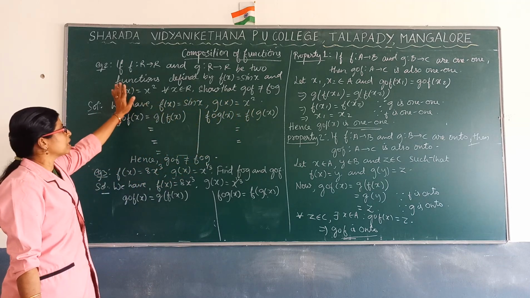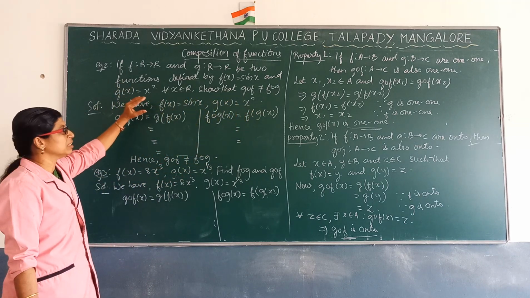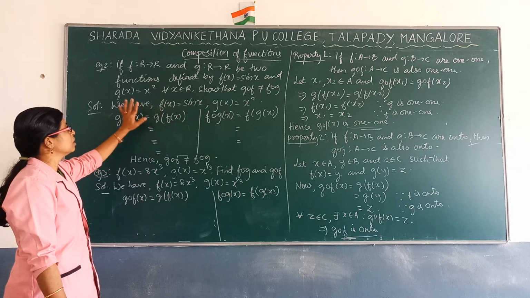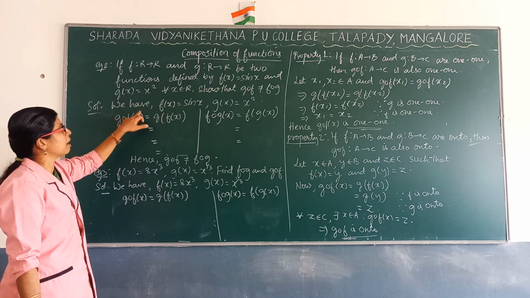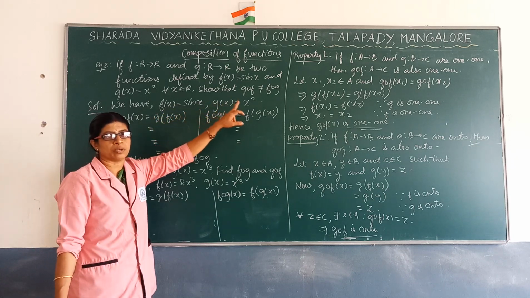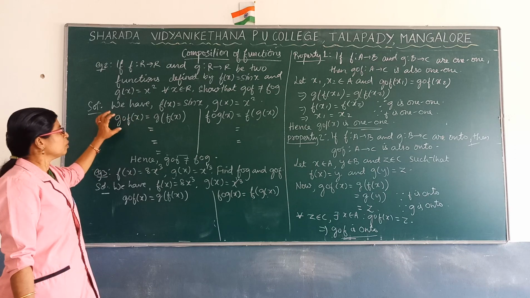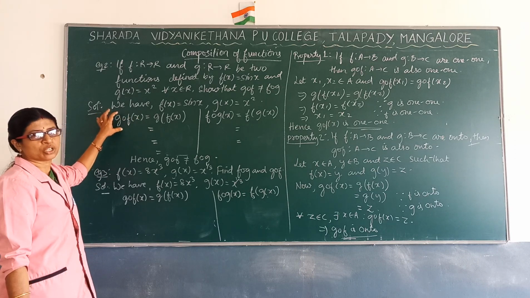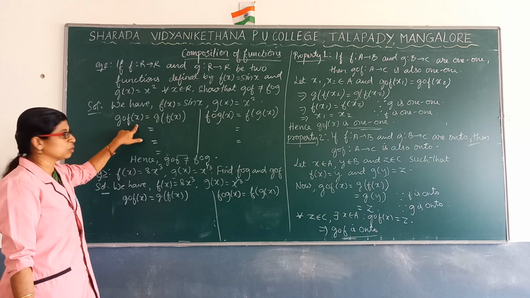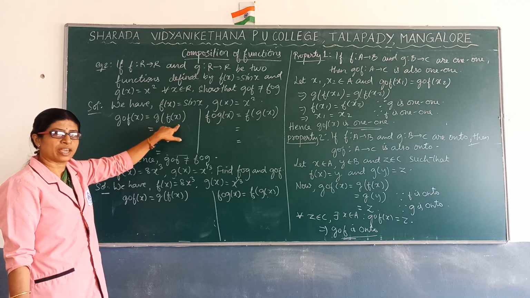So first we will start with the question itself. Rewrite the given functions. It's very important to rewrite the given functions. So what are the given functions? We have f of x is equal to sin x and g of x is equal to x square. So we will write the definition of composition of functions. g composition f of x is equal to g of f of x.